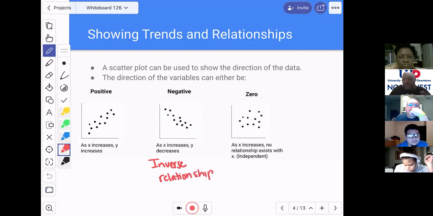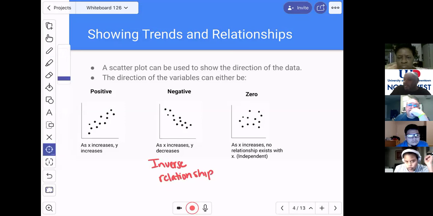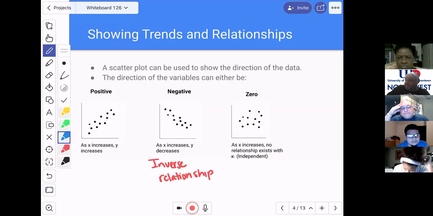The other case that can happen is, well, it's very hard in this particular graph to establish a trend because the scatter is spread all out throughout. Does everybody understand that? Because it looks like some variables are increasing, but then it also looks like some are decreasing depending on how you read it. So we call this zero correlation or zero trend. We haven't called that the correlation yet. It says as X increases, no relationship exists with Y. And we call it independent. I mean, the two variables are independent of each other.